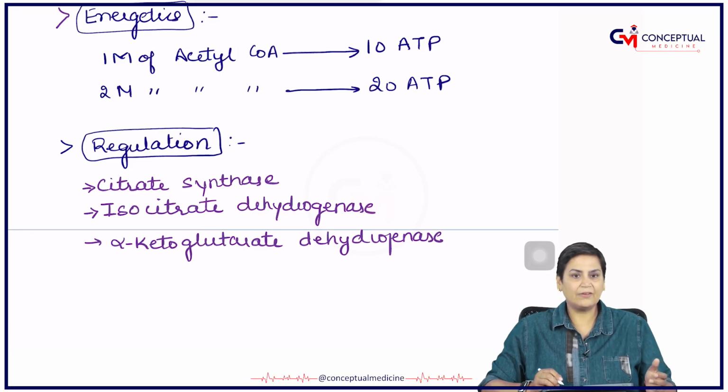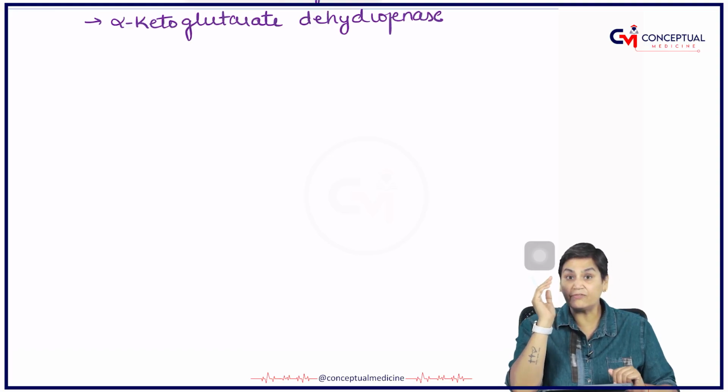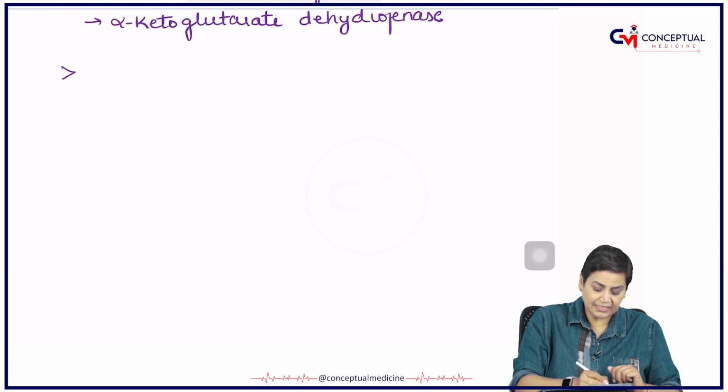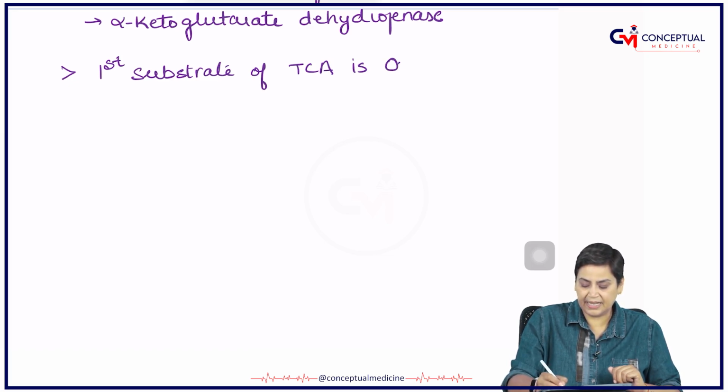Okay, so we have studied the site, then the energetics, and then the regulation. Since it is a cycle, what is the first substrate of this cycle? I would say the first substrate of TCA is oxaloacetate.